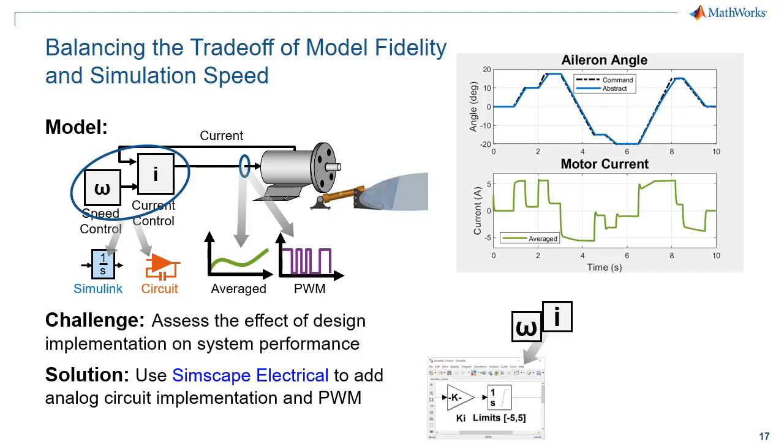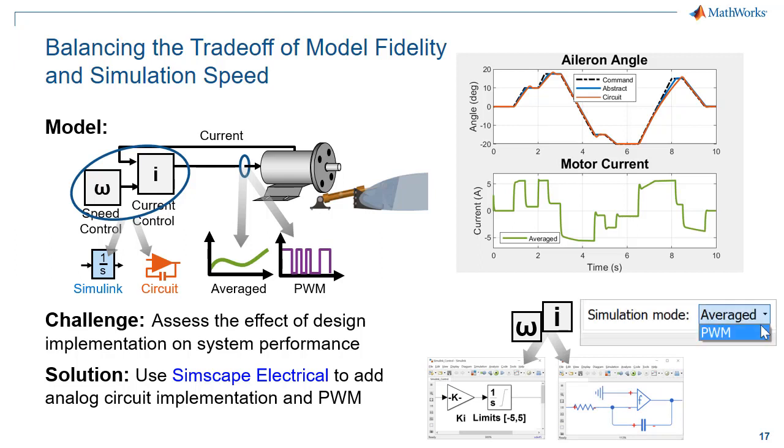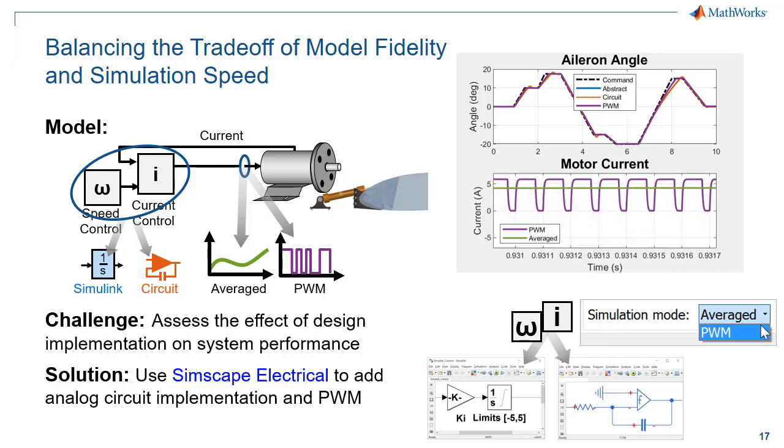We will switch from a Simulink implementation of the controller to an analog circuit and verify its effect on system level performance. We will also switch from averaged mode to pulse width modulated mode to drive the motor with a pulse width modulated signal and see the impact that it has on the current, the torque levels, and the losses in the system. I'll now switch over to the model so you can see how this is done.